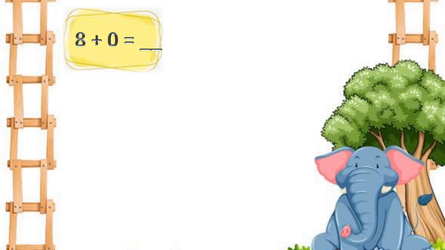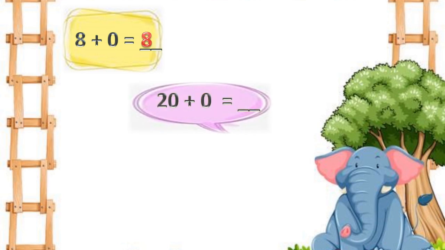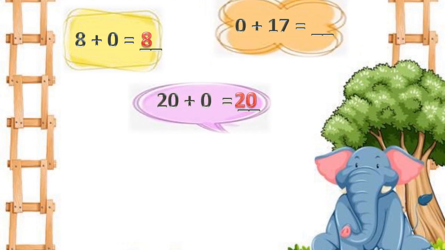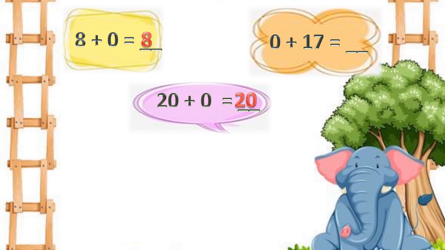See the examples. 8 plus 0 equals 8. 20 plus 0 equals 20. 0 plus 17 equals 17.